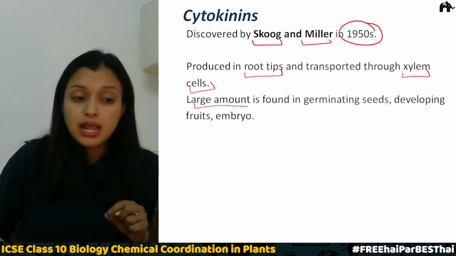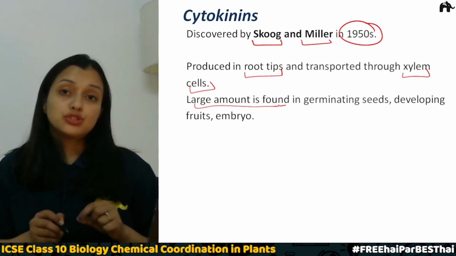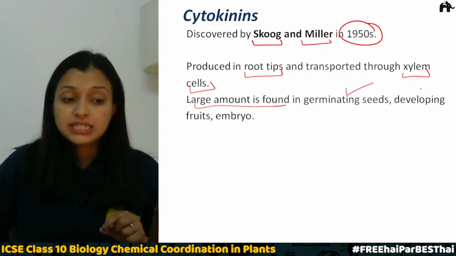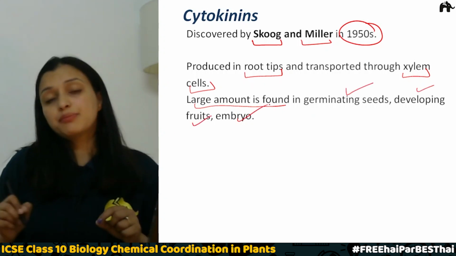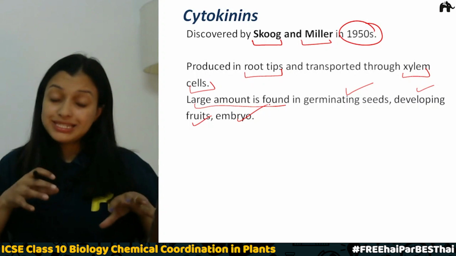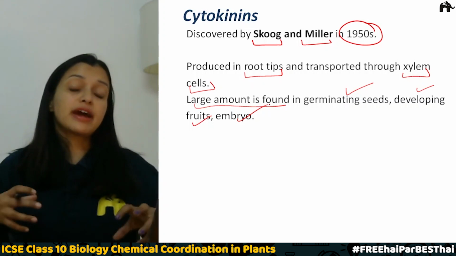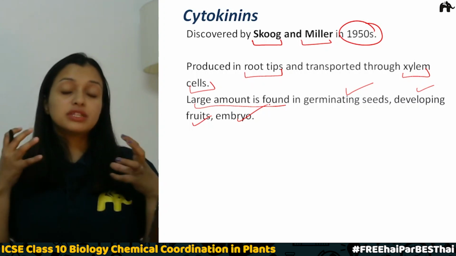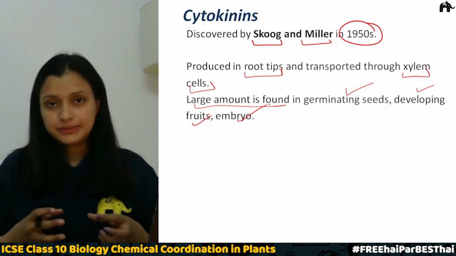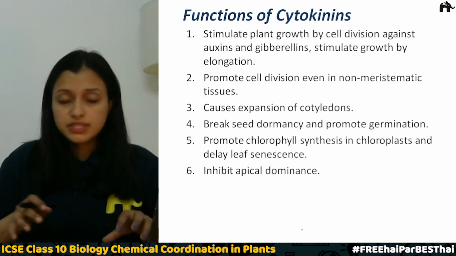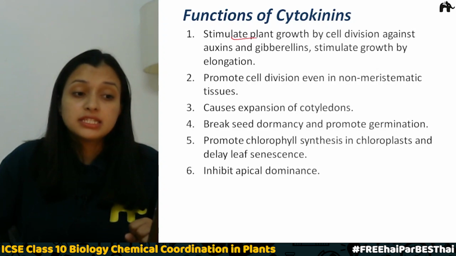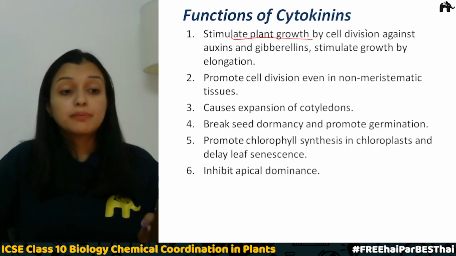Now, you can see a large amount of these cytokinins in germinating seeds and developing fruits and embryo. So these are the places where you can actually find the large amount of this hormone called cytokinin. Now talking about the functions of cytokinins. So cytokinins stimulate the plant growth by cell division.